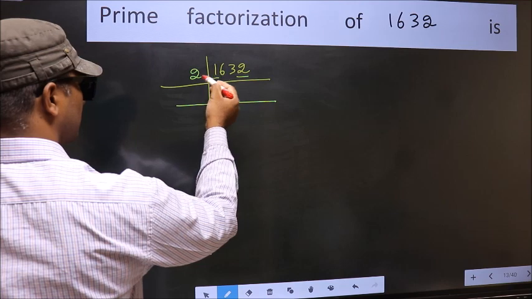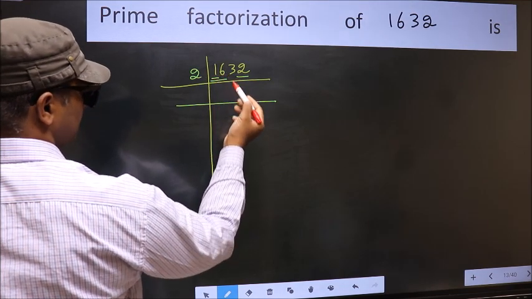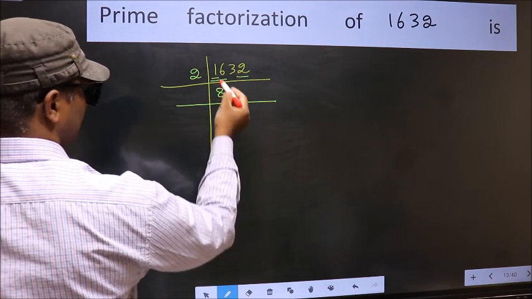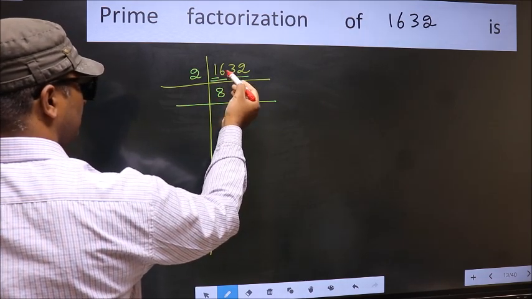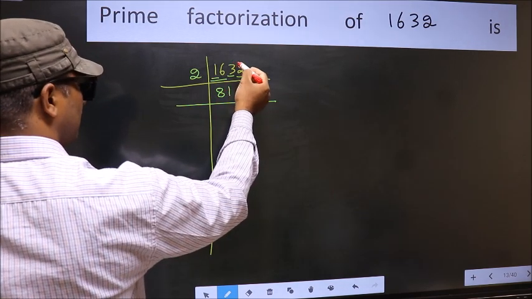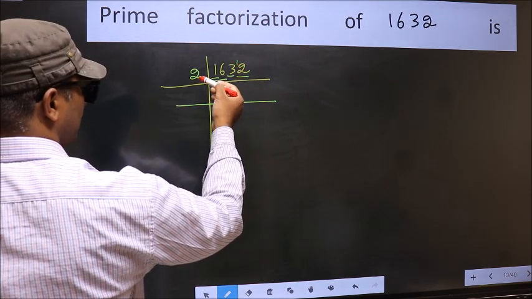First number 1 is smaller than 2, so take 2 numbers, 16. When do we get 16 in the 2 table? 2 8s are 16. The other number is 3. A number close to 3 in the 2 table is 2 1s are 2. 3 minus 2 is 1, 1 carried forward, 12. When do we get 12 in the 2 table?